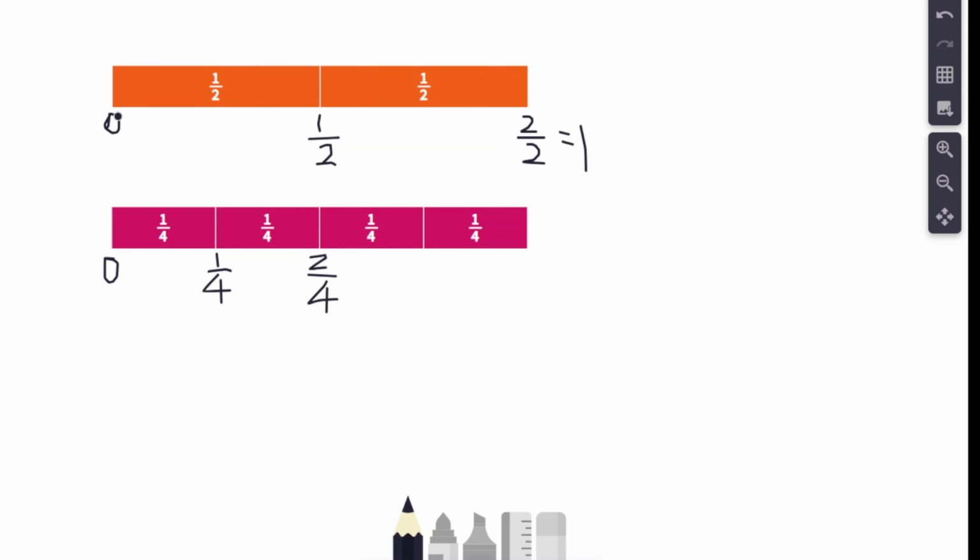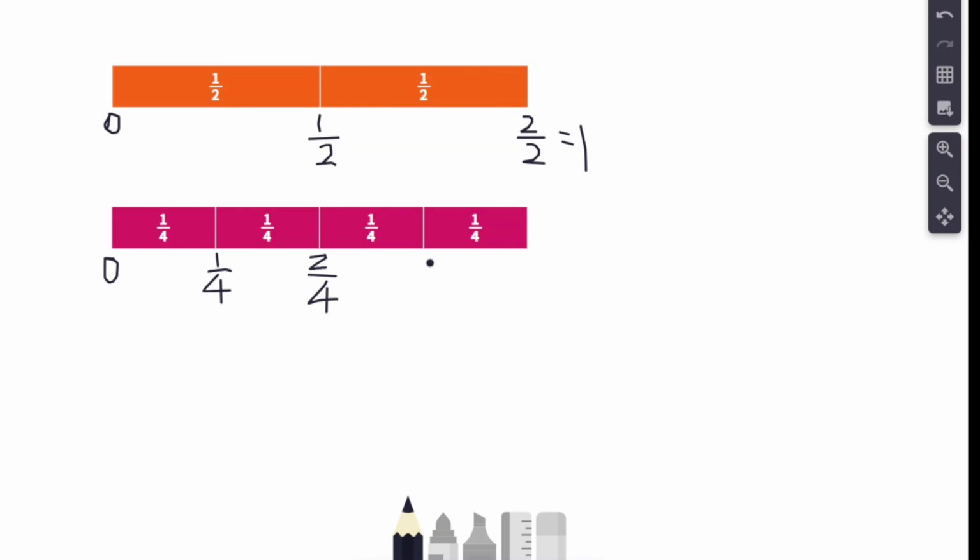So far, if you notice, there is a distance between every two numbers. From one number to the next, we call it an interval on a number line. So the interval between 0 and half is half. The interval between half and 2/2 is still half. So the distance between two numbers is called an interval. From 0 to 1/4, the interval is 1/4. From 1/4 to 2/4, the interval has a value of 1/4 as well.